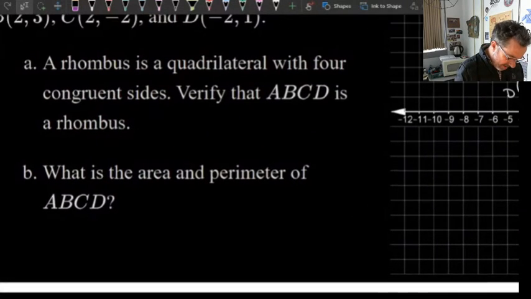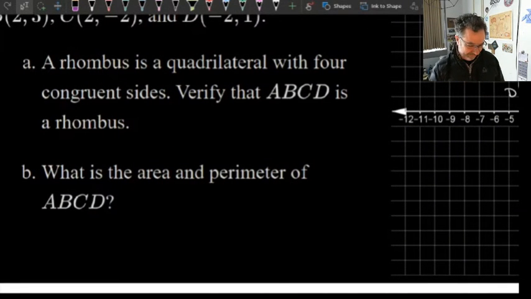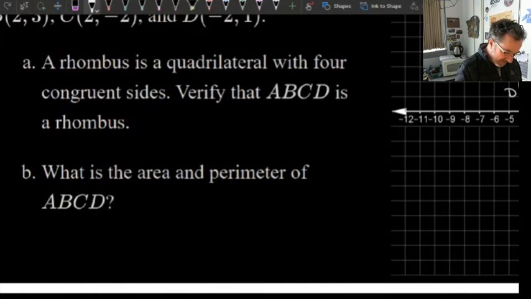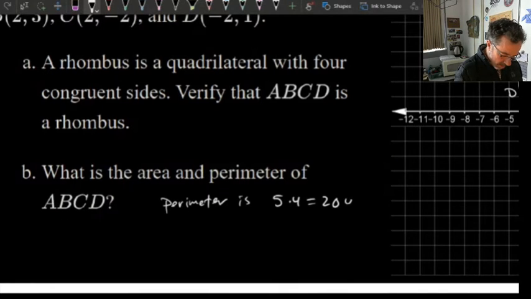What is the area and perimeter? Okay, perimeter is easy because it's all 5 units. So perimeter is 5 times 4. There's 4 sides and they're all 5 units long, so it's 20 units. 20 linear units is the perimeter.